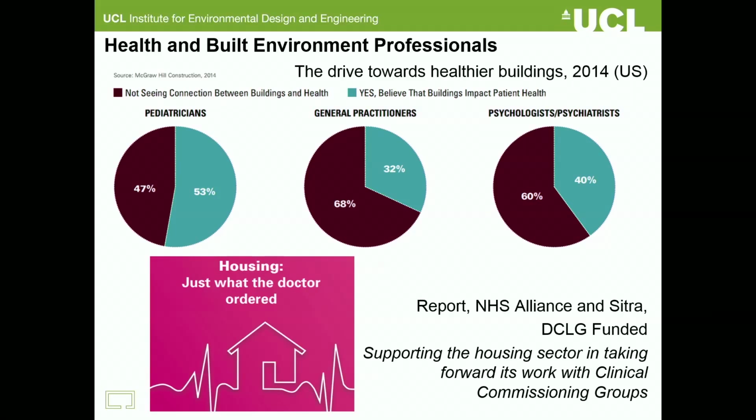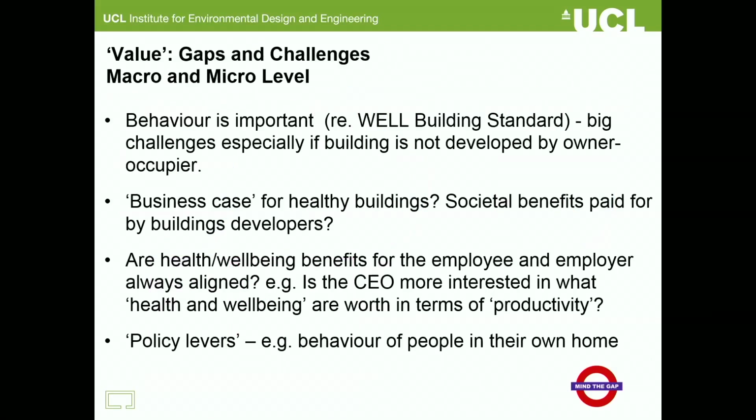There are now some attempts to bridge the gap across the various stakeholders. This is a report produced by the NHS Alliance and funded by DCLG, which tries to explain to housing providers and managers what sort of things really matter to clinical commissioning groups. And this is against the context of the devolved responsibilities of public health to the local authorities. So there are some tiny steps being made, but the gaps across stakeholders are still quite wide.